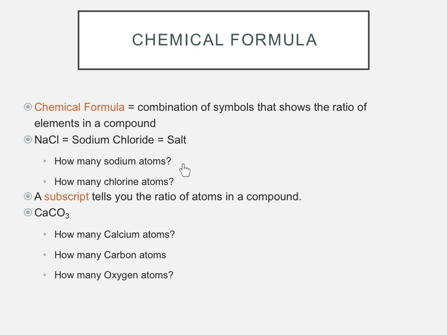So in Edpuzzle, answer the question of how many sodium atoms are there and how many chlorine atoms are there in sodium chloride. Subscripts are going to be used to tell you the ratio of the atoms. So when we're looking at calcium carbonate, that's what this compound is here, calcium carbonate. Calcium carbonate used to be used to make chalk, but it's also used in seashells for organisms. So here's my question. Again, Edpuzzle, how many calcium atoms are there? How many carbon atoms are there? And how many oxygen atoms in calcium carbonate?